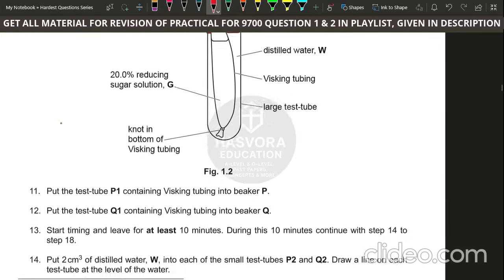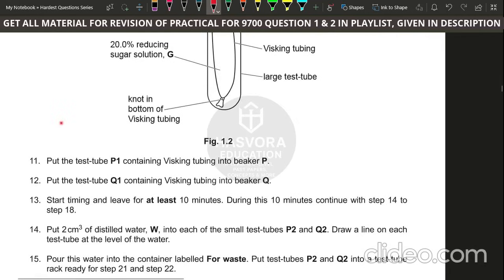Then put the test tube P1 containing whisking tubing into the beaker P. Now this is the one with the room temperature. And put test tube Q1 containing whisking tubing into the beaker Q, and this is the one with the 60 degrees Celsius temperature. So start the timing and leave for at least 10 minutes.